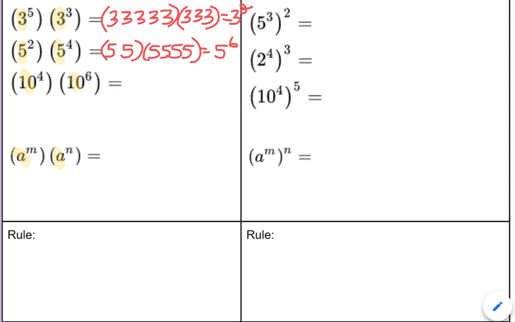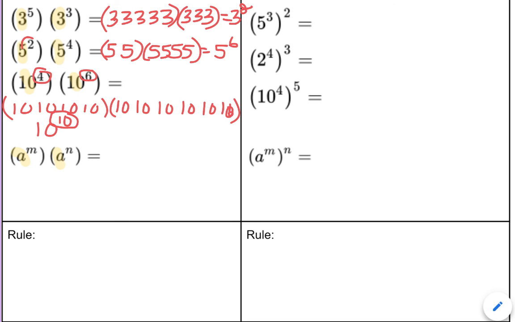Can you see where those numbers are coming from? 10 to the 4th would mean 10 times 10 times 10 times 10, times 10 to the 6th, 10, 10, 10, 10, 10, 10. Altogether, I have 10 to the 10th. And we can see where that final answer number comes from. If we write this in expanded notation, we can see what our rule is turning out to be. We get the final exponent, the 8, the 6, the 10, by adding the exponents that belong to those bases.